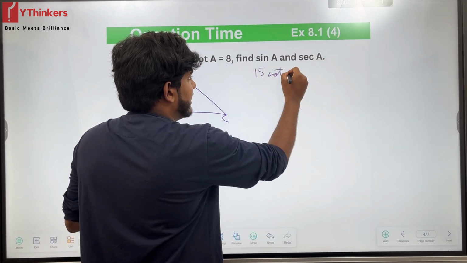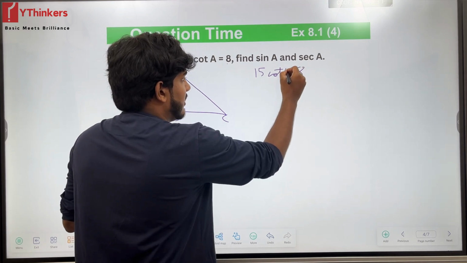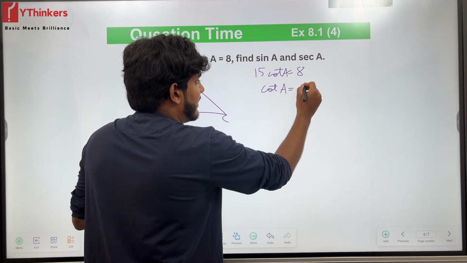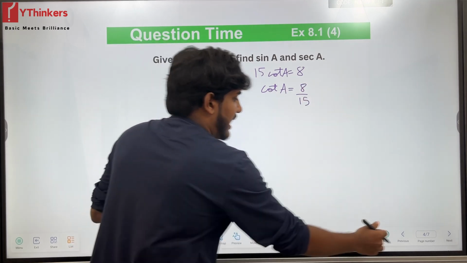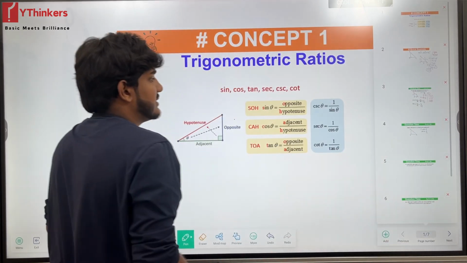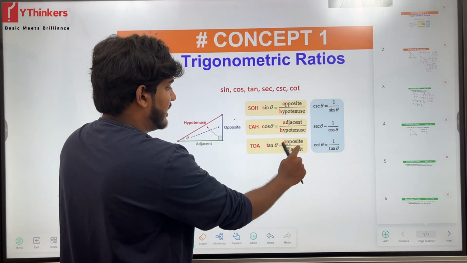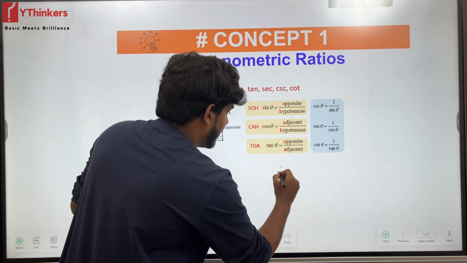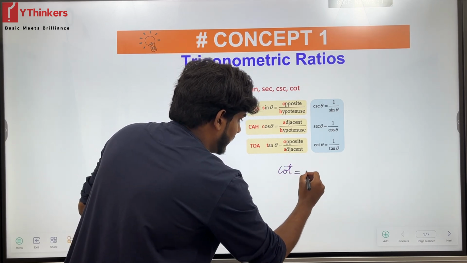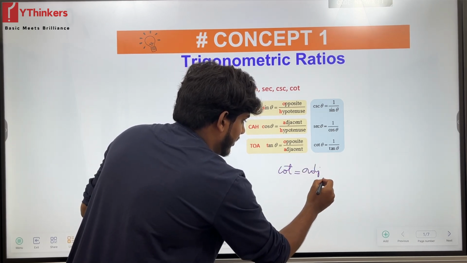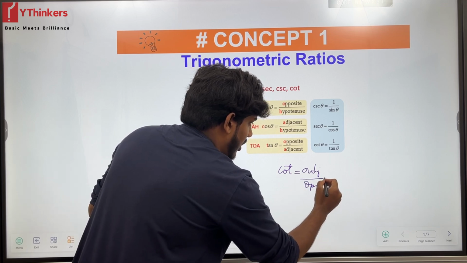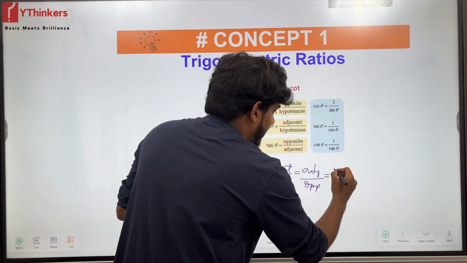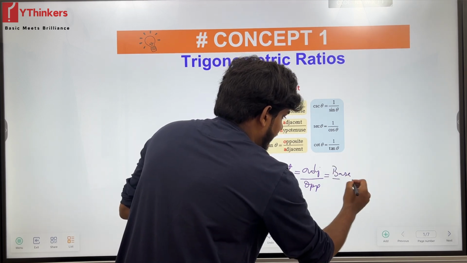15 cot A is equal to 8. Okay. I will make cot A as subject. If I make cot A as subject, I'll get 8 by 15. And I know from this slide that cot is nothing but reciprocal of this thing, which is nothing but, if I write here, cot is nothing but adjacent by opposite. Or some people, especially in ICSE, they study it as adjacent, which is nothing but base by perpendicular.